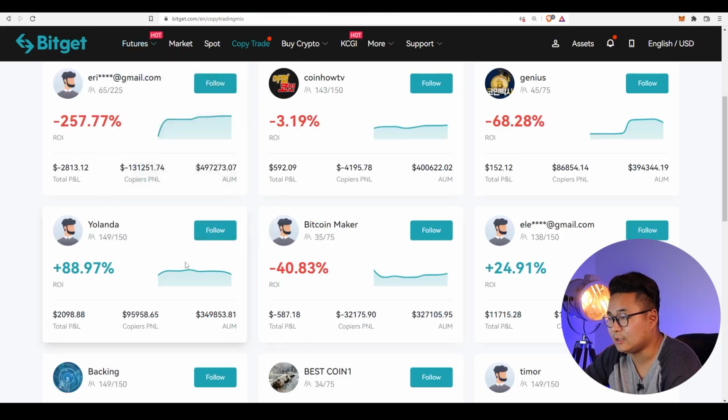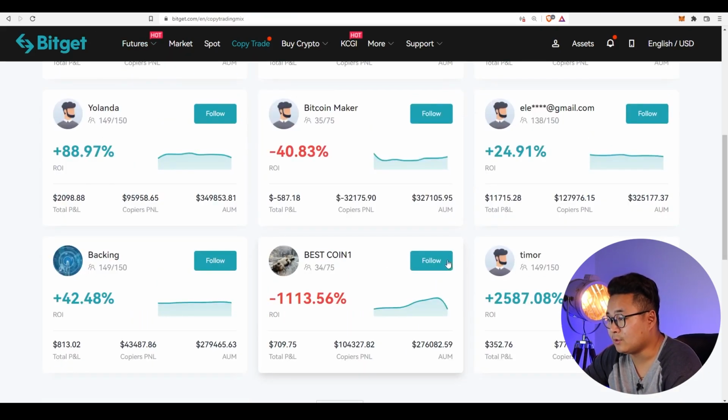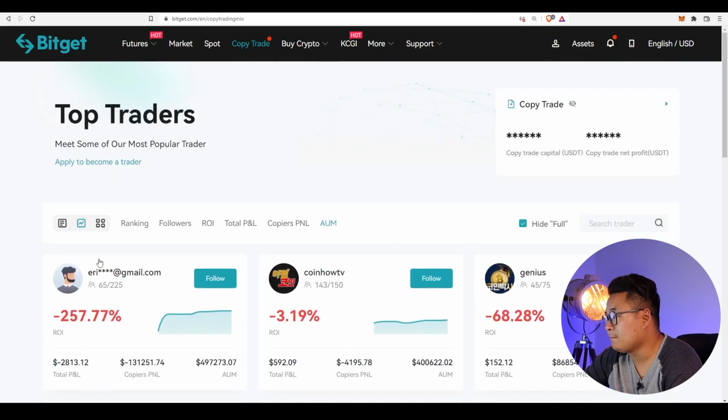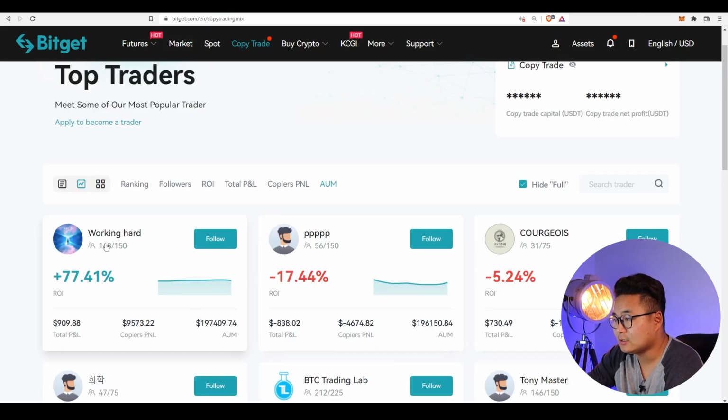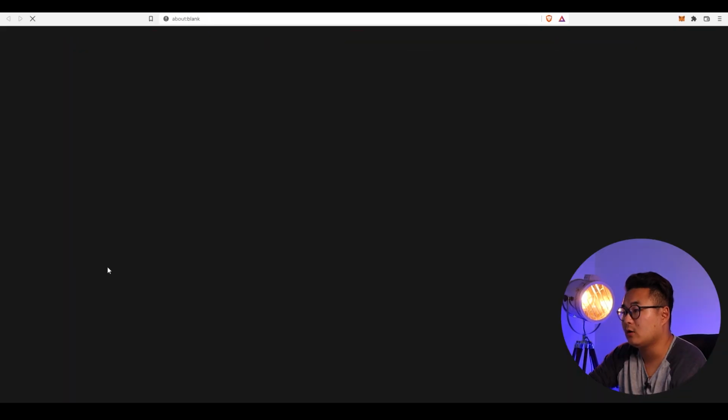That is not what we want to see. If you're really good at this, you'll do really, really well. So asset under management, a lot of big dollars chase these guys. So 100 and working hard. Let's have a look at working hard as an account.